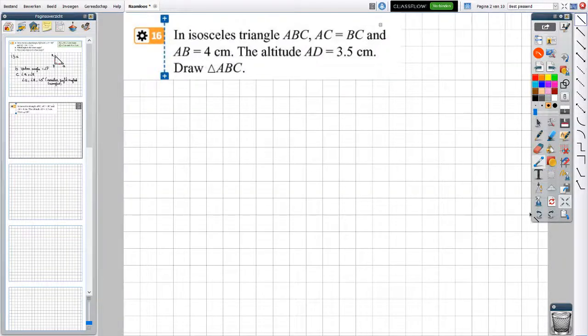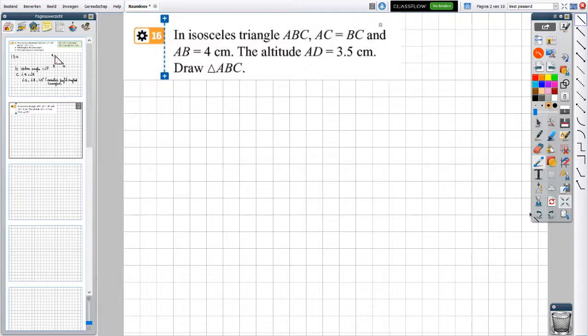Hey everyone, welcome to the elaborations of exercise 16, which is a plus exercise, because this one is quite a bit more in-depth than the other exercises in this chapter. Let's take a look at this question.